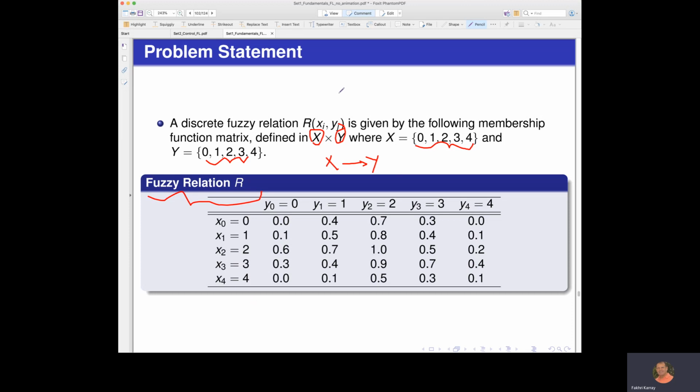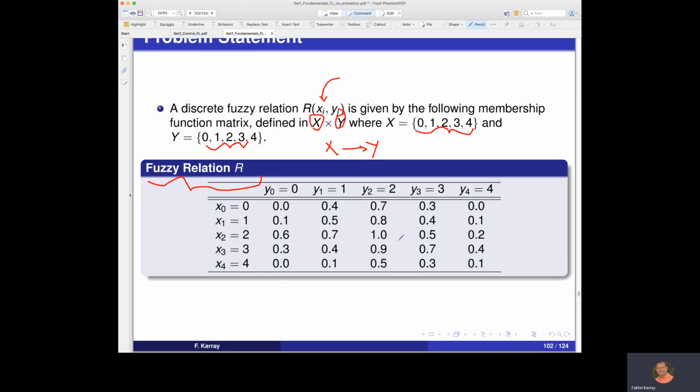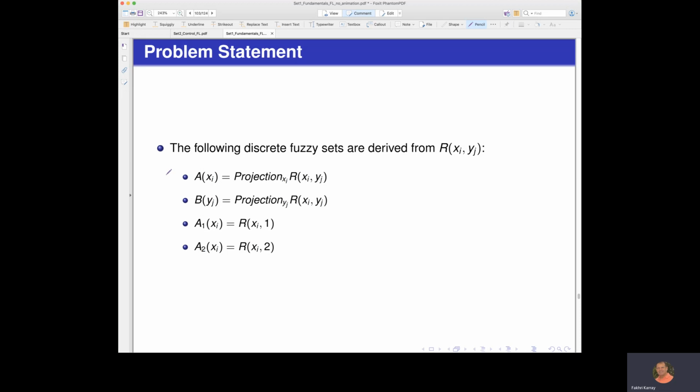So this relation, given by R(xi, yj), is given by this particular type of relation. Now let's do a certain number of operations on this relation, in order to illustrate several of the concepts that we have seen in the previous slides. We are going to define A(xi), which is the projection onto xi of this relation. We are going to define B(yj), which is the projection onto yj of R(xi, yj).